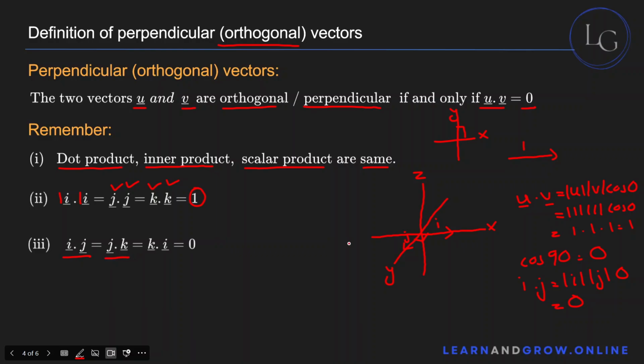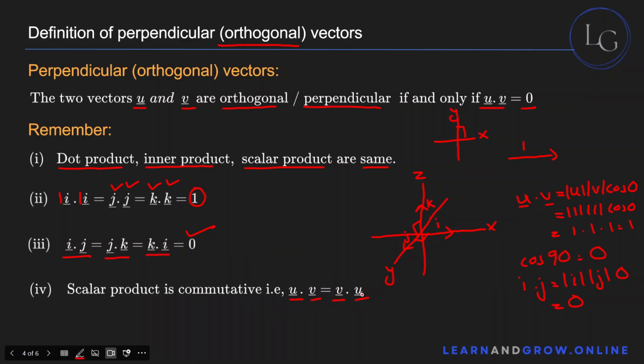Same goes for j and k, because the y-axis and the z-axis are again at 90 degrees from each other. So let's say this is k. Again at 90 degrees, the cos 90 term becomes 0. So this is also equal to 0. And the z-axis and the x-axis, or k and i, are also perpendicular to each other at 90 degrees. So that is also equal to 0. And that is the concept of orthogonal vectors. And the scalar product is commutative. So u dot v is equal to v dot u.